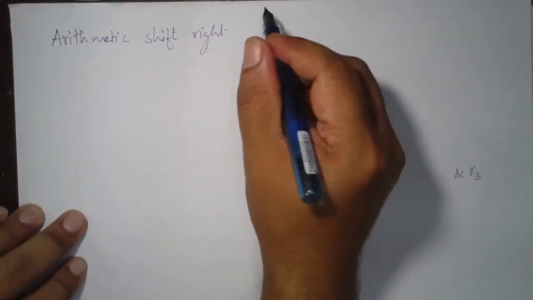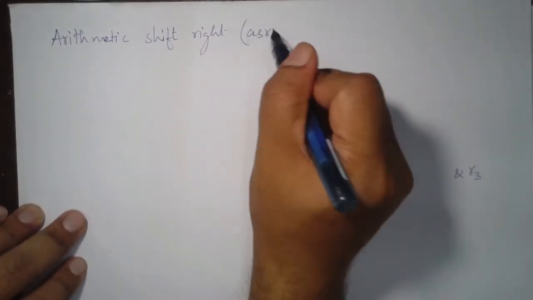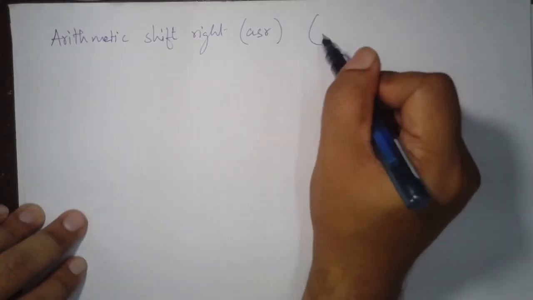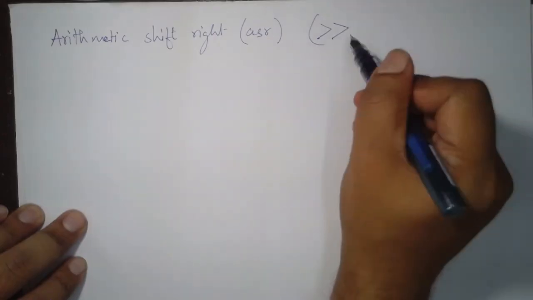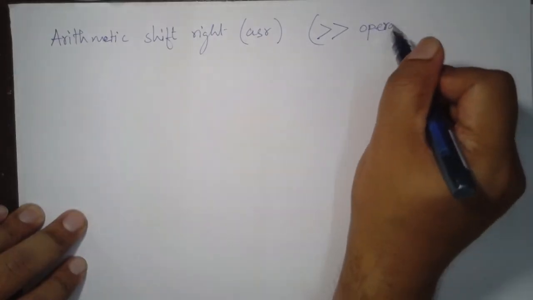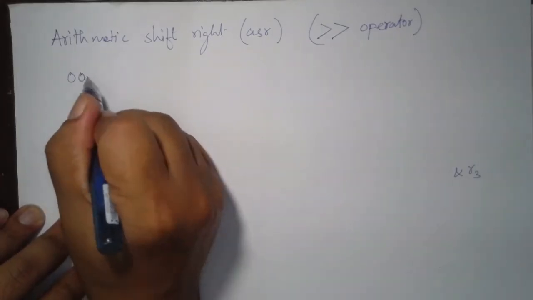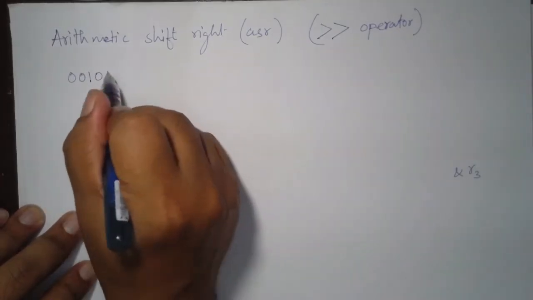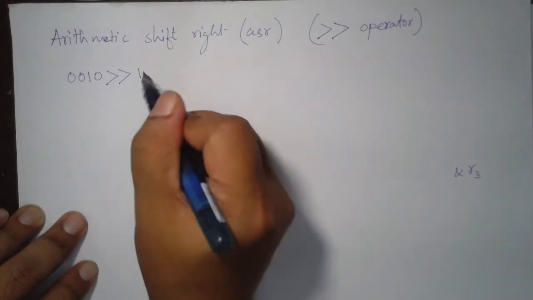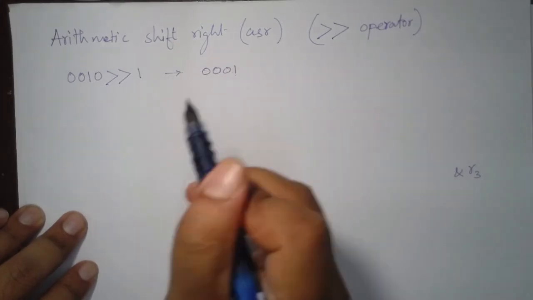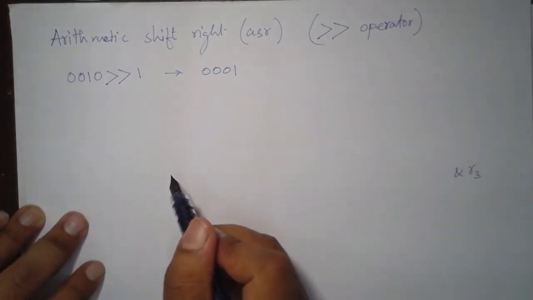So, arithmetic shift right, or ASR, the operator is basically this. Let us say you have this number 1101 and you want to shift right one position, and it translates to 0001, right, intuitive.